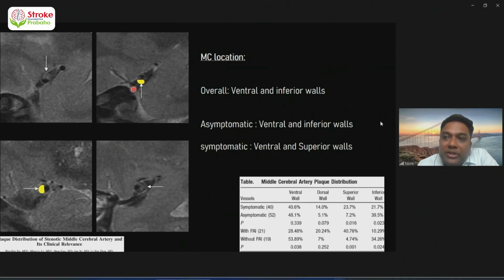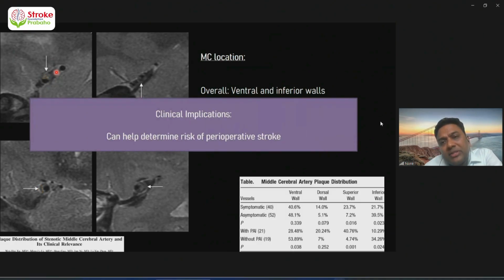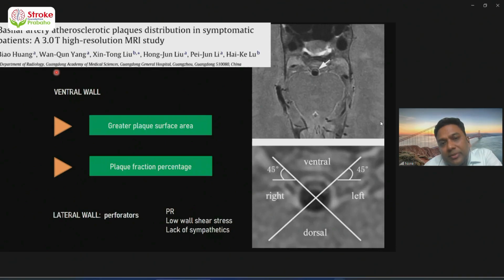When you're doing a balloon angioplasty, what happens is the plaque can be pushed into the ostium of the perforator and cause a stroke. Whereas if the plaque is in the anterior and superior wall, the perforators are coming from the superior wall. So whenever a plaque is involved in the anterior and superior wall, the chances of peri-operative perforator occlusions are much higher. So the vessel wall MRI helps us in identifying the site of the plaque and procedural risk as well.